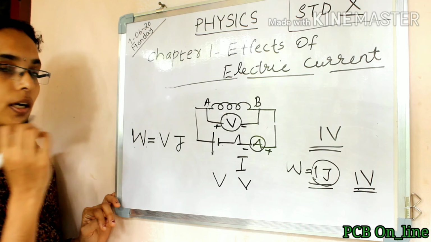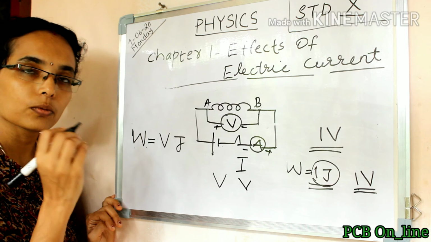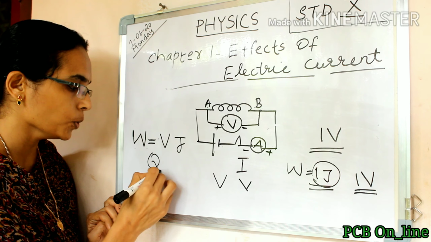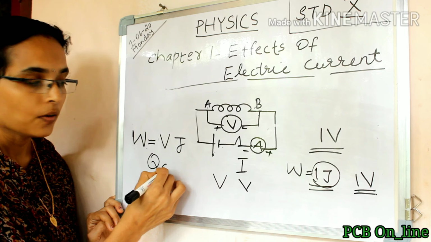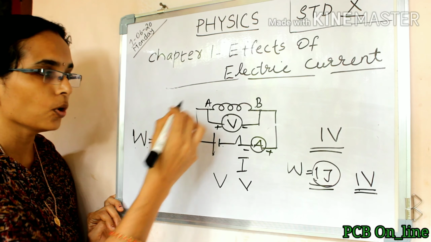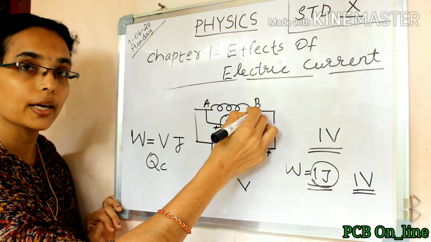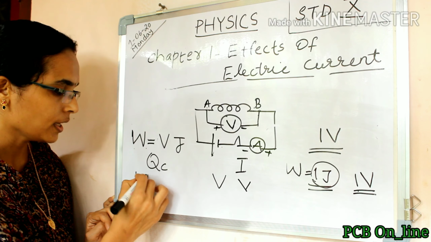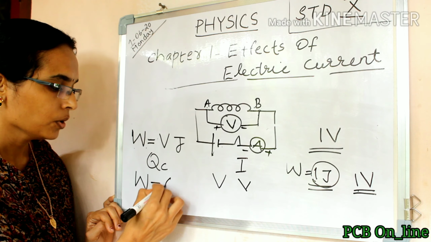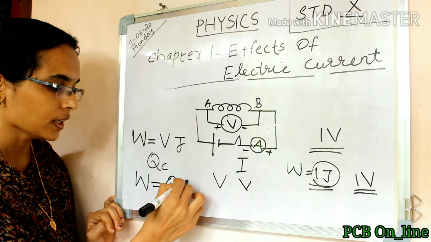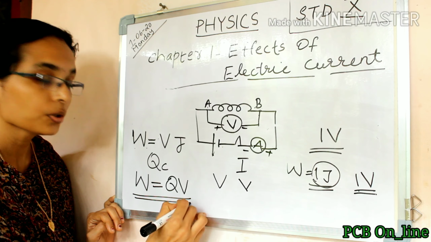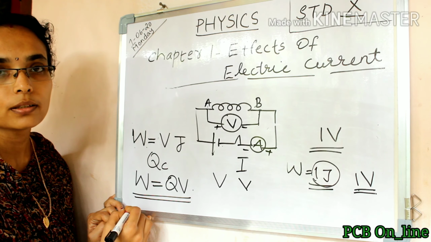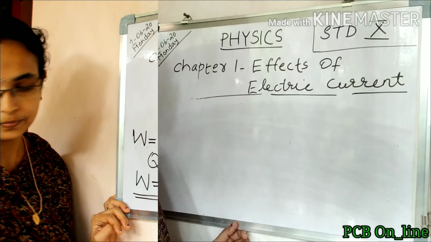Now, if we have to move not 1 coulomb but q coulombs of charge from A to B, then what will be the work done? Surely W will be equal to Q into V. W is equal to Q into V. This is a very important equation that we have to study now.